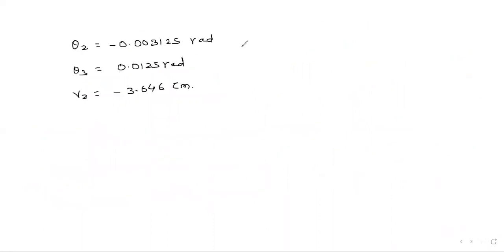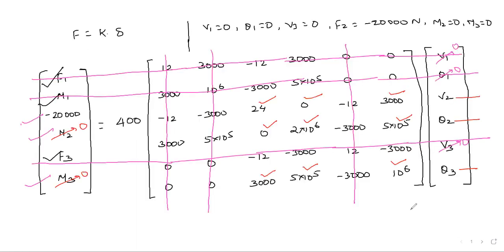So let us calculate F1 now. F1 is equal to 400 into minus 12 V2 plus 3000 theta 2. See how we got this from the main stiffness matrix here.